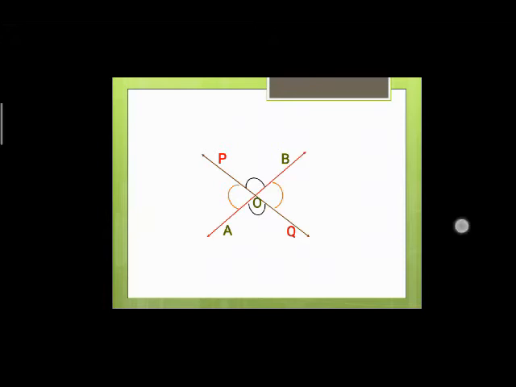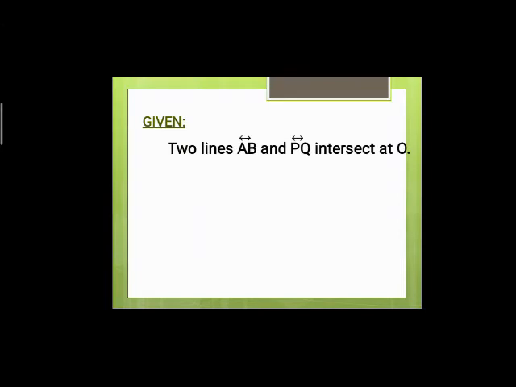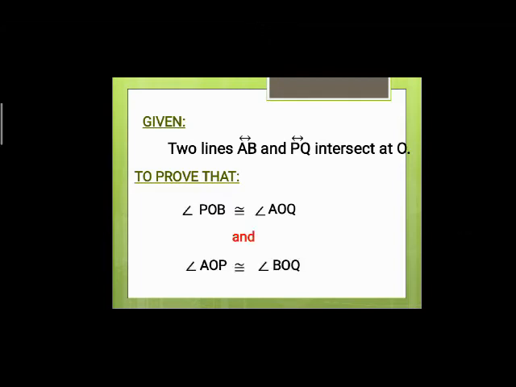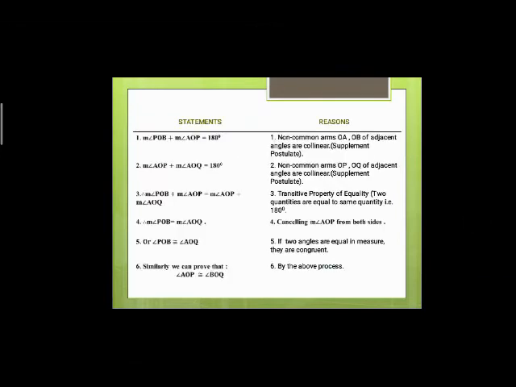Now what is the given thing in the statement of the theorem? The given is that two lines, line AB and PQ, intersect at point O, and what we have to prove is that angle POB is congruent to angle AOQ, and similarly angle AOP is congruent to angle BOQ. That is what we want to prove. And here we have just two given things, that line AB and line PQ both intersect at point O. Now we move towards our proof.